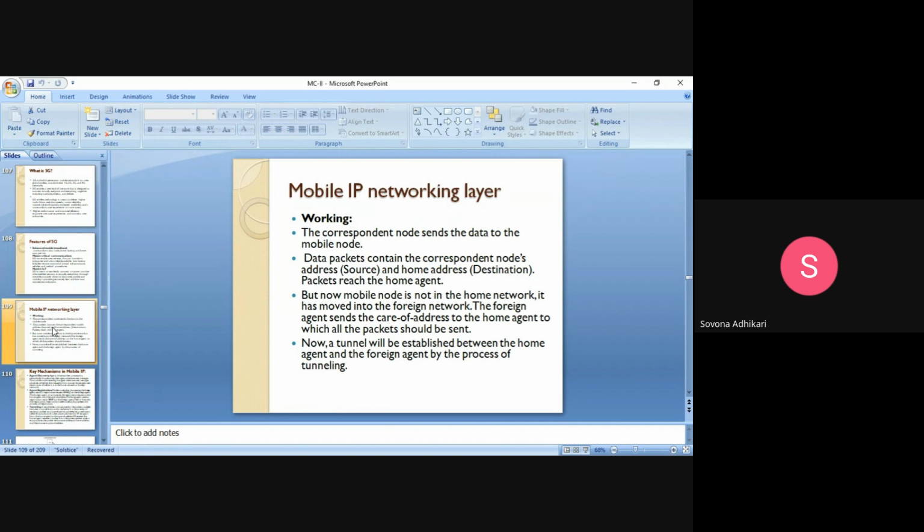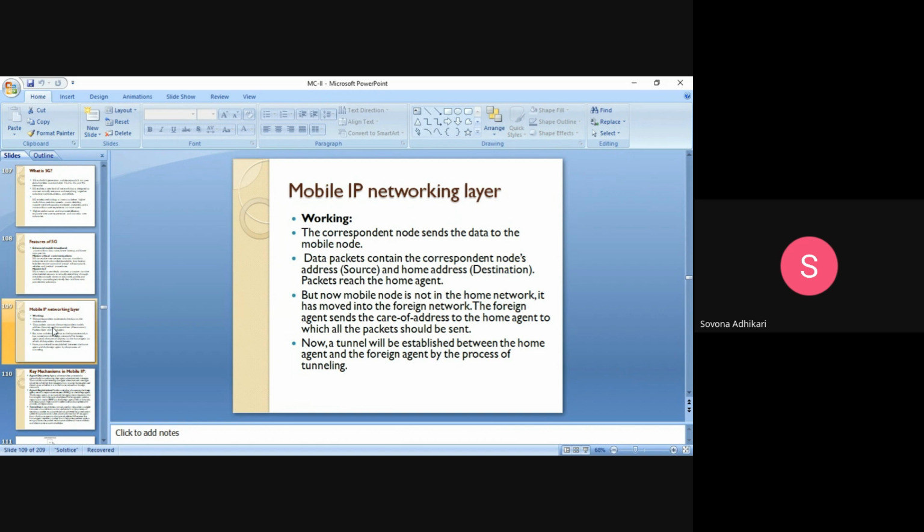So let us start. In last class, we have discussed mobile IP network. Please recall the mobile IP. The working principle is the correspondent node sends the data to the mobile node.